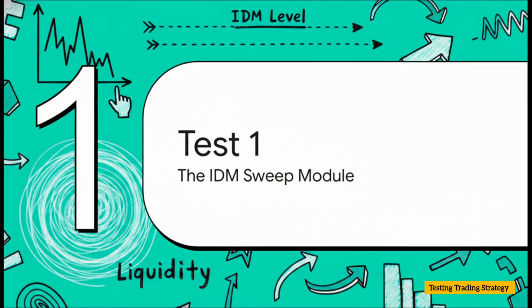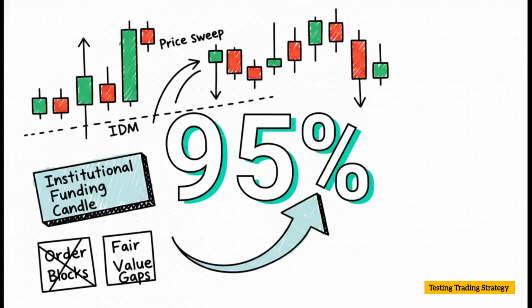All right, let's introduce our first laboratory variable. Test number 1, the IDM Sweep Module. So this module focuses on a highly specific scenario. We're watching for price to dip just below our inducement level, the IDM, and grab that liquidity. And get ready for this because here is a massive data point from our testing. If price sweeps that IDM, creates an institutional funding candle, and there are absolutely no other order blocks or fair value gaps sitting below that level, the probability of a successful reversal is a staggering 95 to 100%.